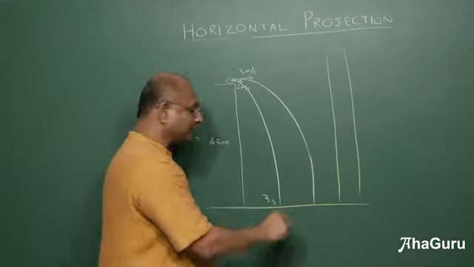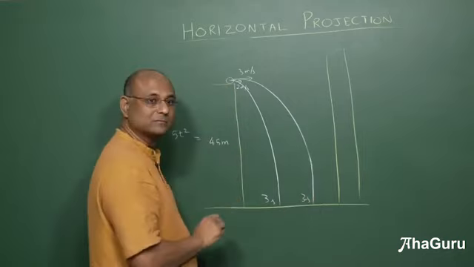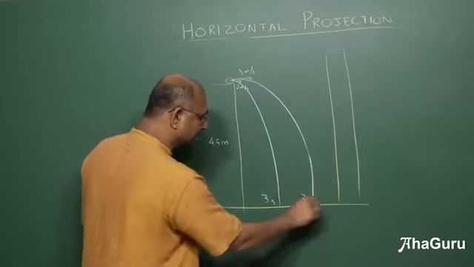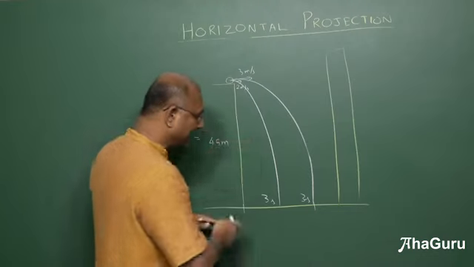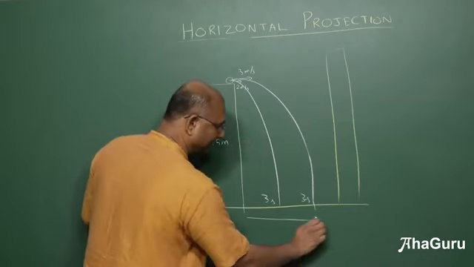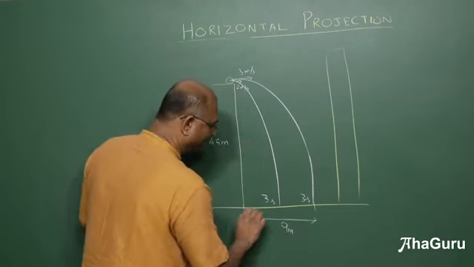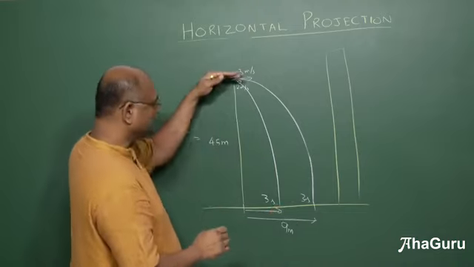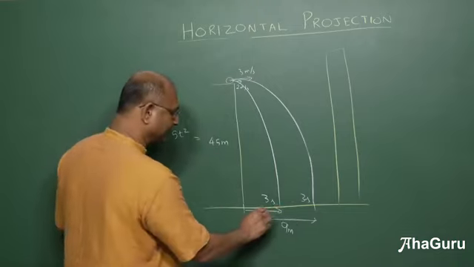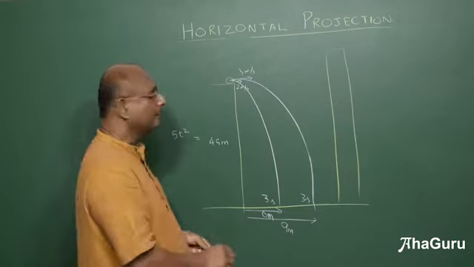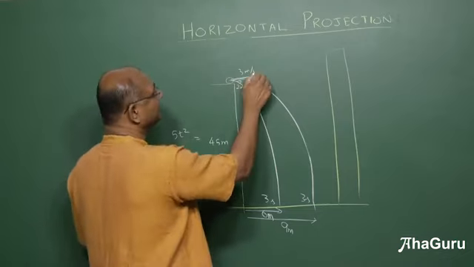When I throw it at 3 meters per second, it still takes 3 seconds to hit the ground. Right? What is this distance? 3 meters per second into 3 seconds. So this must be how much? 9 meters. And how much must this distance be? 2 meters per second into 3 seconds. So this must be 6 meters. Suppose I make this 4 meters per second.